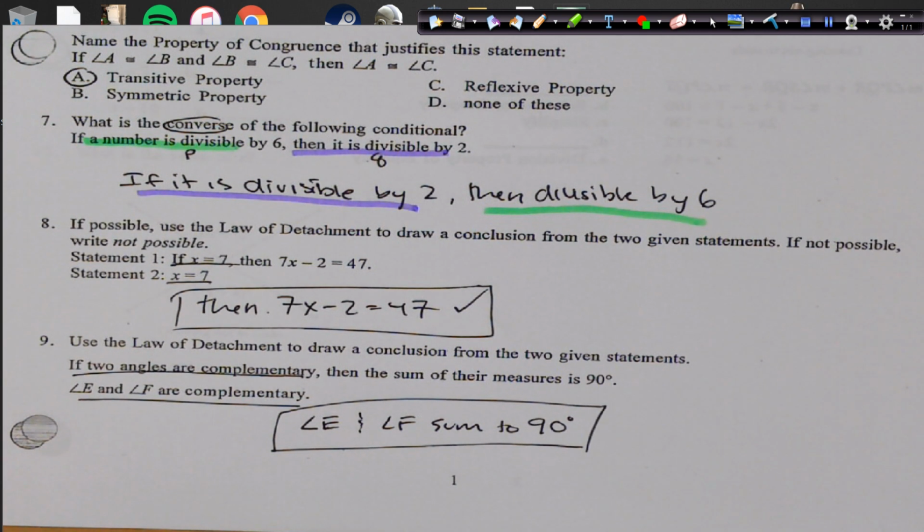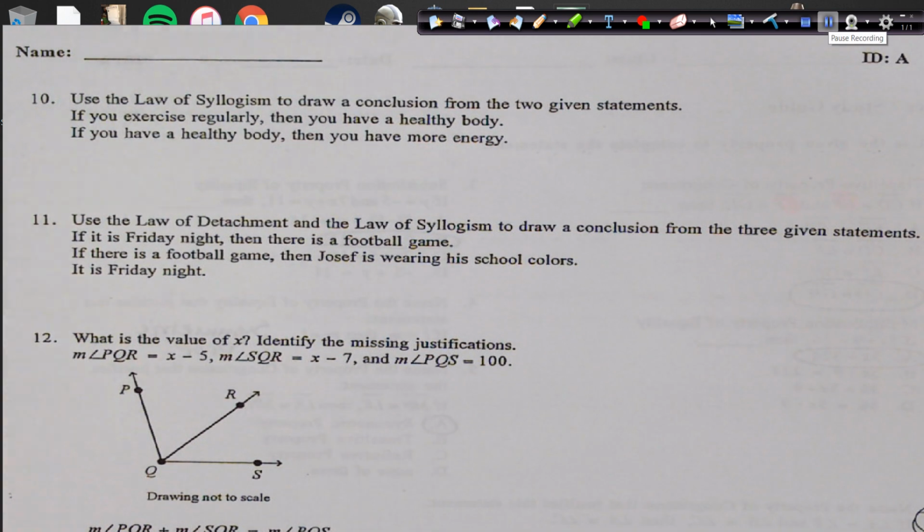I'm going to pause real quick as I flip the page. All right, we got to the next page. It was quite a journey, I will tell you that.